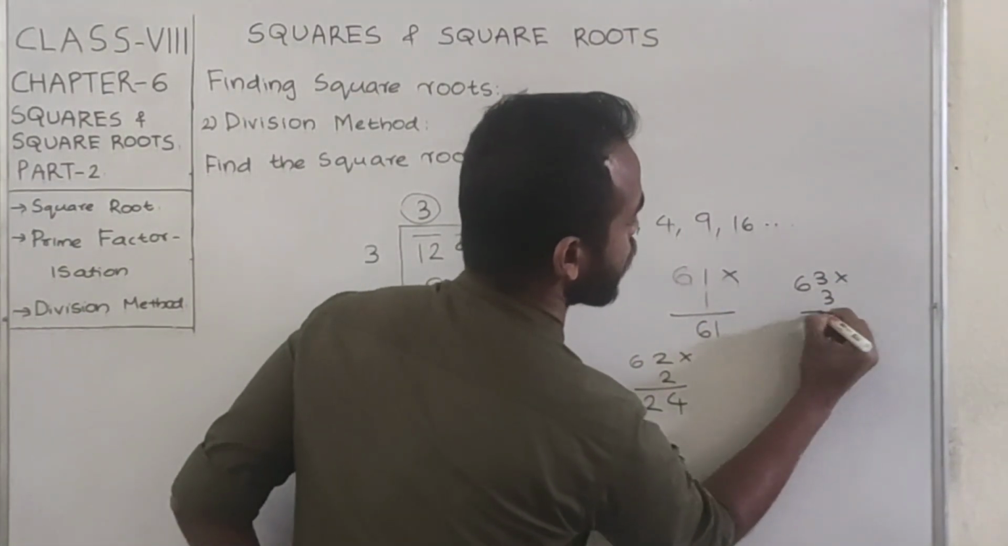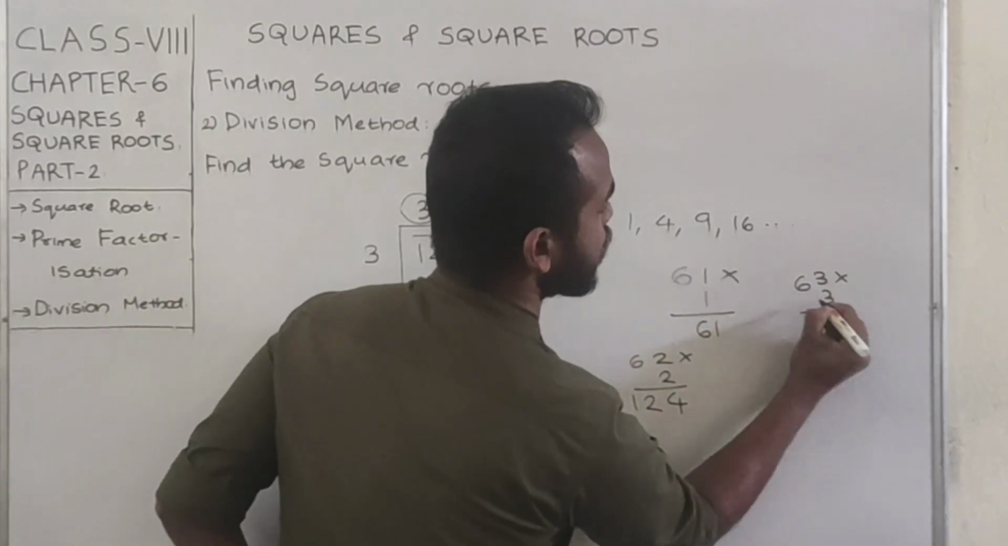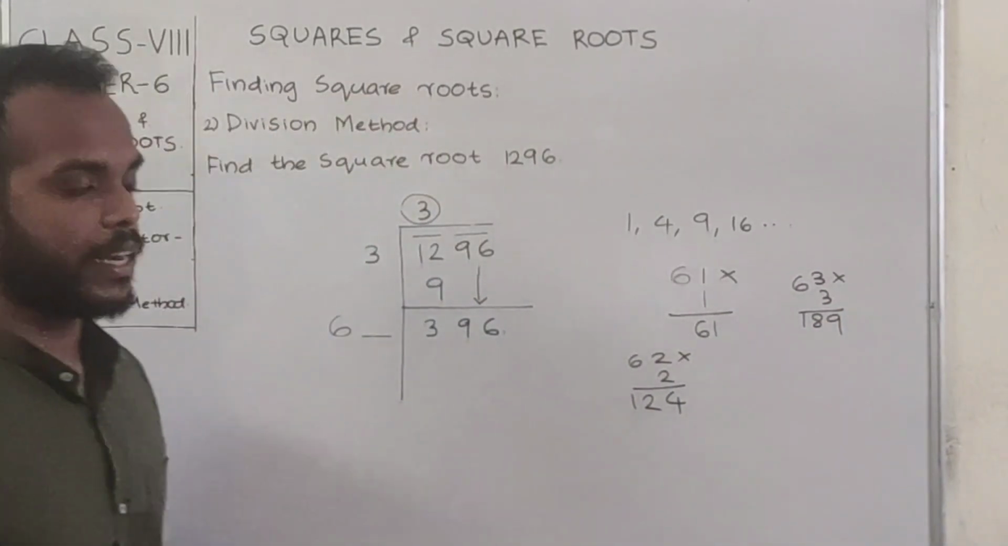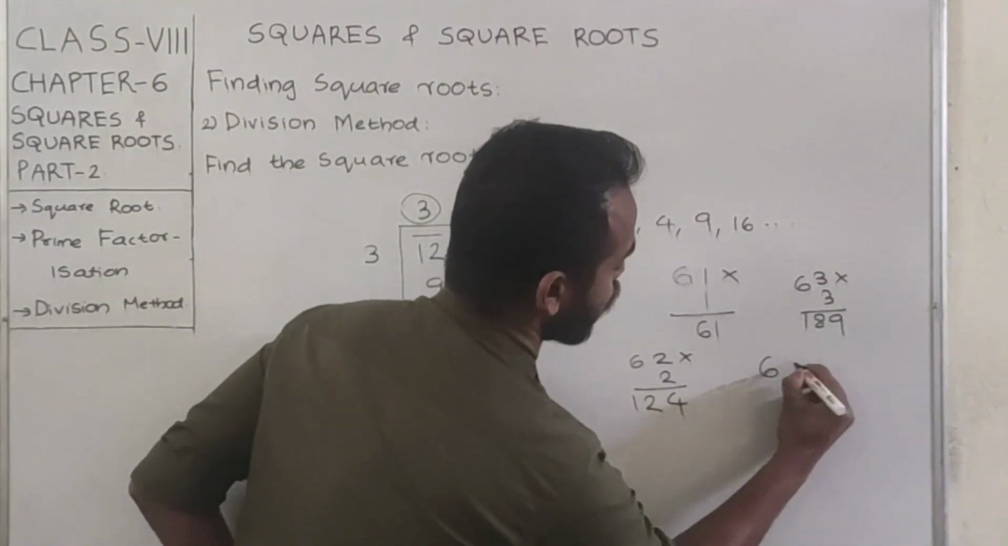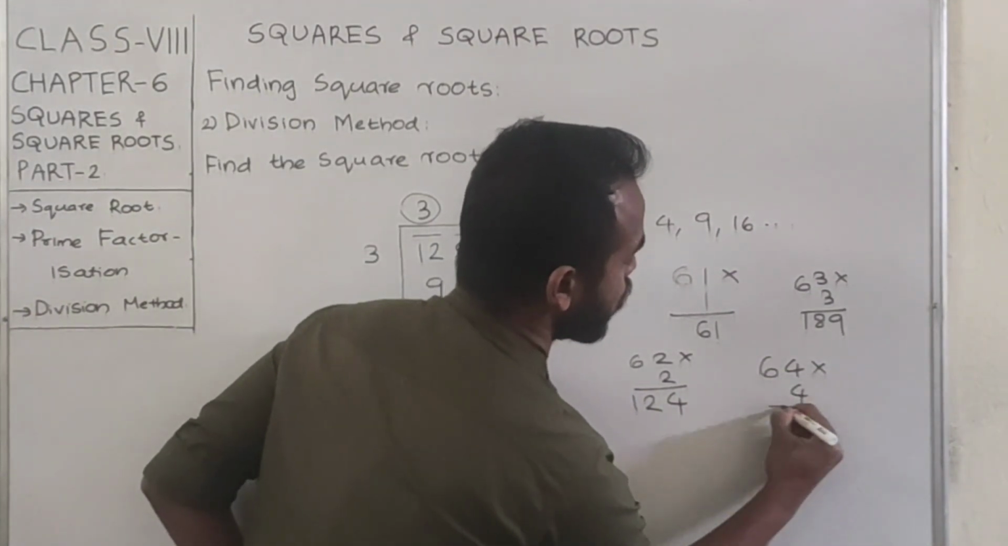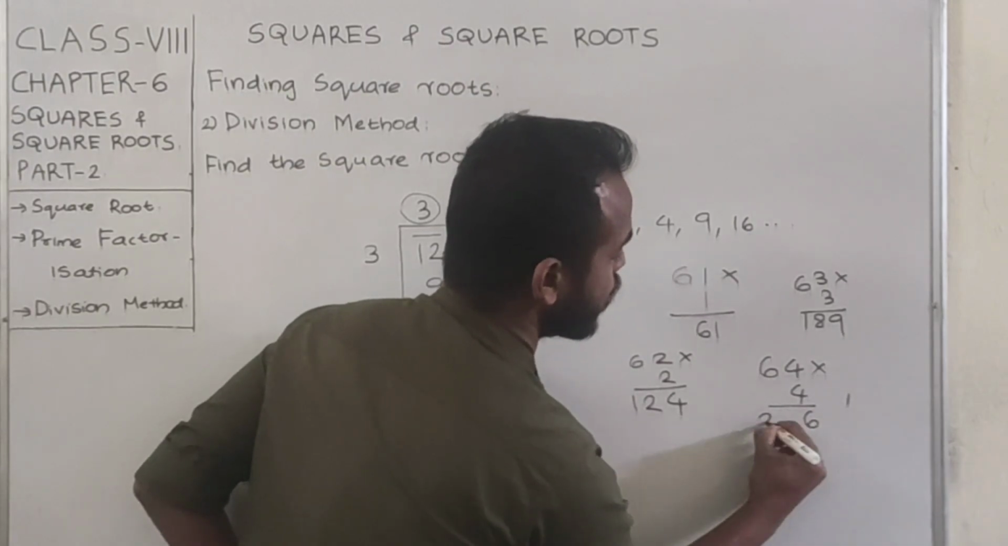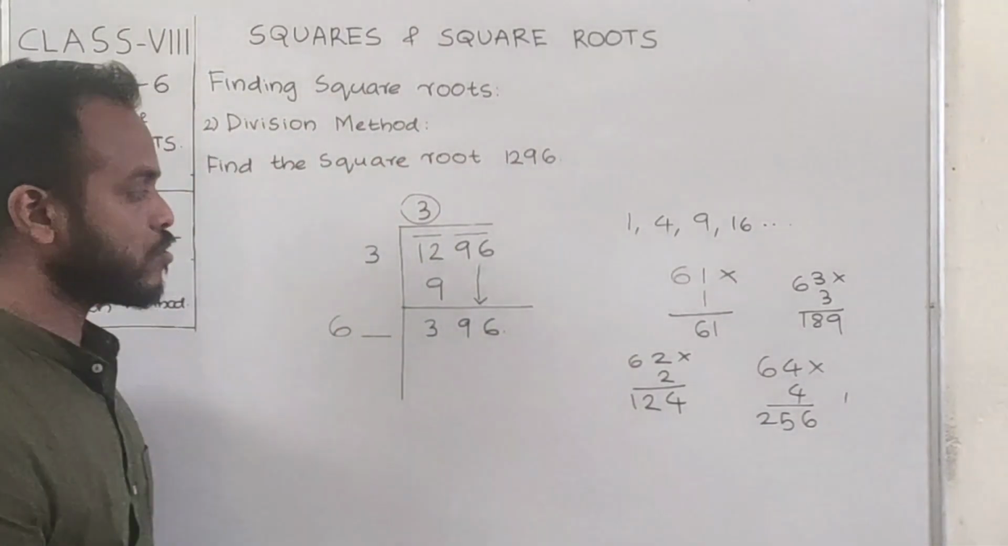63 times 3. 3 3s are 9, then 3 6s are 18, 189. That is also not satisfying. Now we will go for the number 4. 64 times 4. 4 4s are 16, remainder 1. 256. That is also not possible.